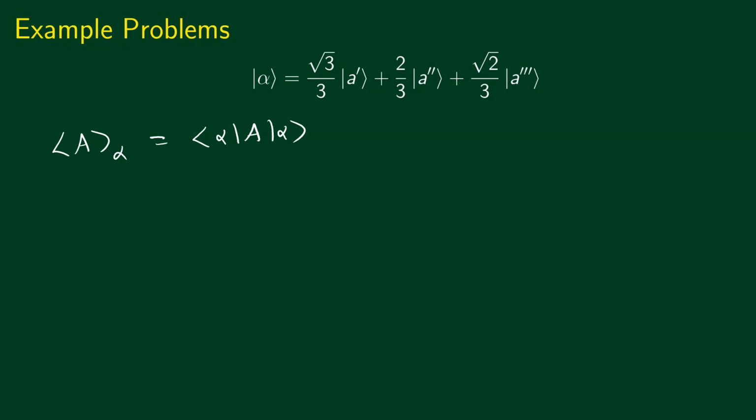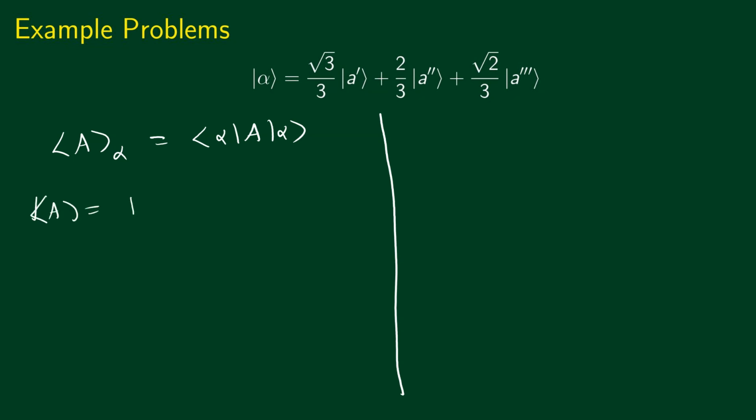Now the question is, what's the average value? Now we know how to find the average value, so let's do it in two ways. We could do it like this. If we do it like this, what we get is this. The average value is simply, let's write it like this.